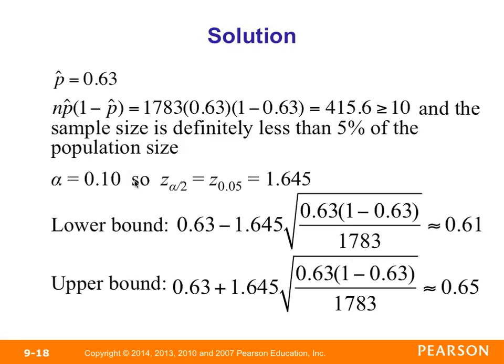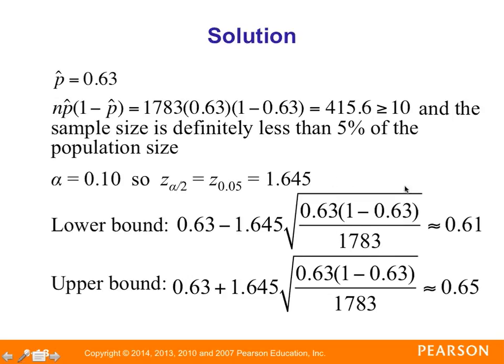So essentially what we want to do to create our confidence interval is take our point estimate, which is our 0.63, and subtract our critical value, which in this case is 1.645, multiplied by the square root of p hat, which is 0.63, times 1 minus p hat, which is 1 minus 0.63, divided by n.